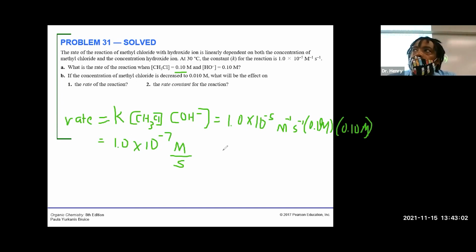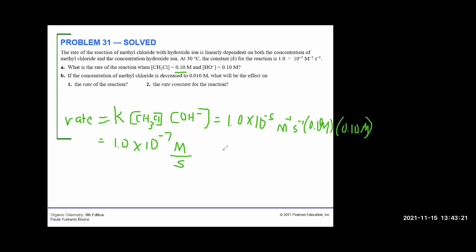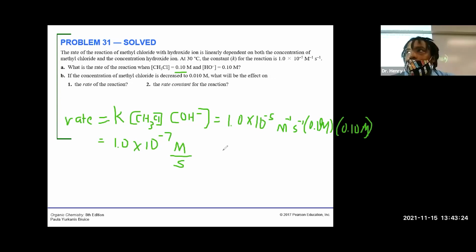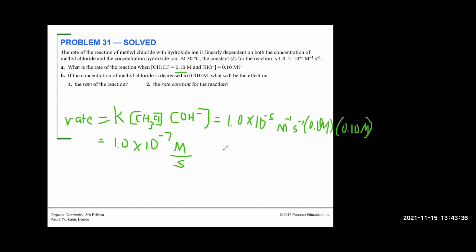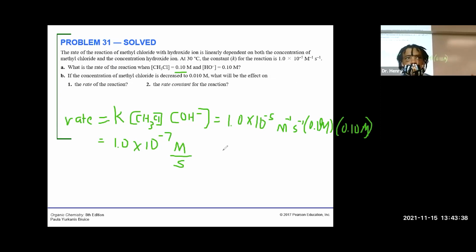Okay. What would be the effect on the rate constant? Anyone? Look at the equation. What will be the effect on the rate constant? There's no effect. Okay, so the rate constant is going to be independent of the concentration, but the rate itself is going to be dependent on the concentration. Now, the rate constant is dependent on temperature.